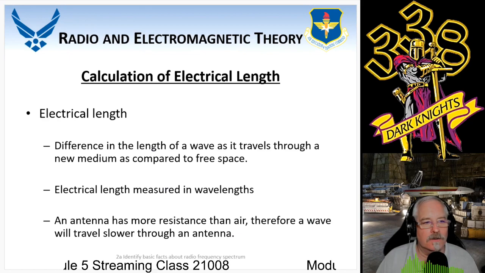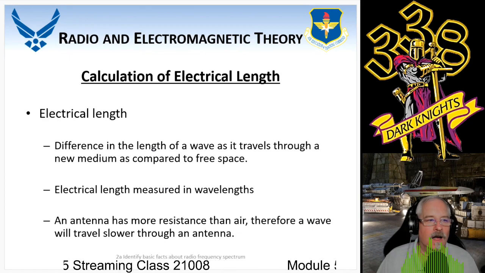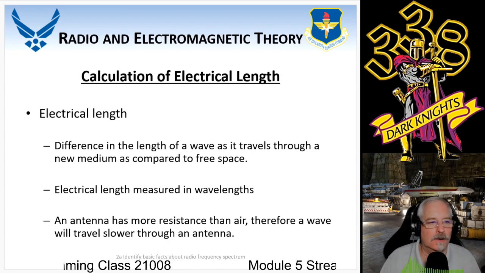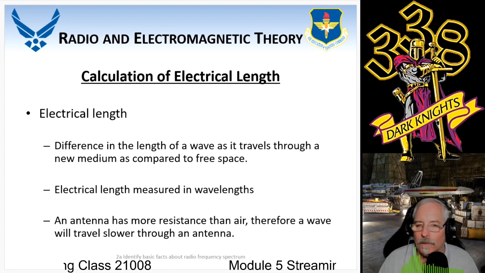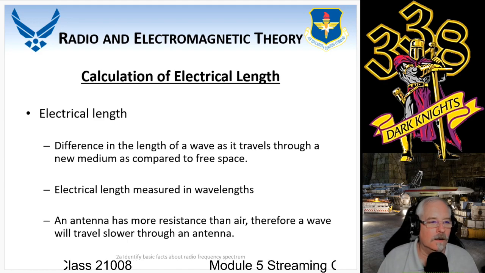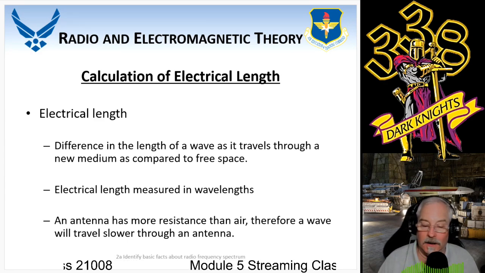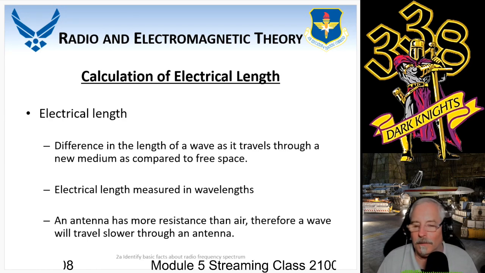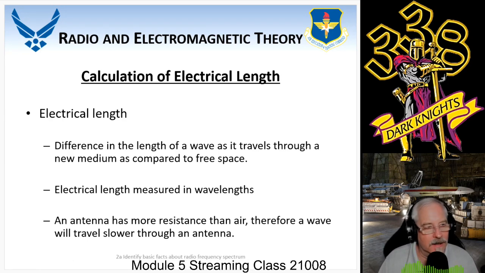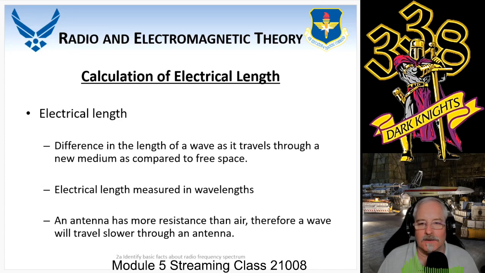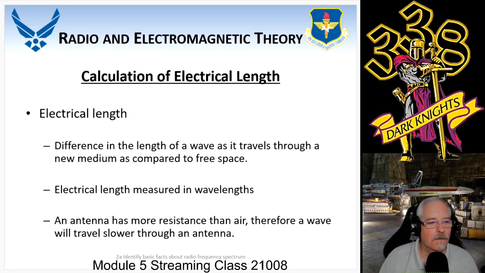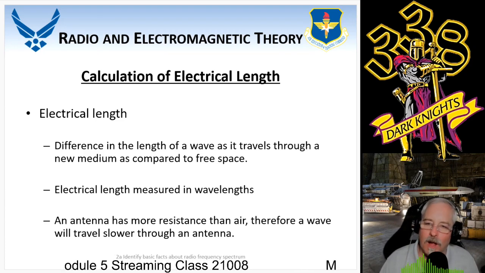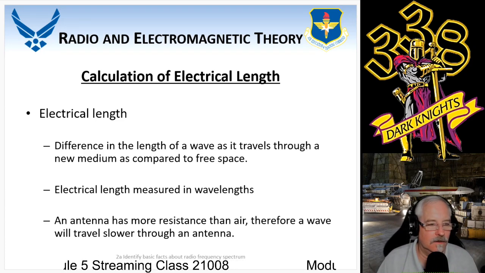When we look at electrical length, this is defined as the length of a wave as it travels through a new medium compared to free space. In other words, an antenna. Electrical length is measured in wavelengths. It is a fictional thing, but we need it for theory so we can apply it to a physical.